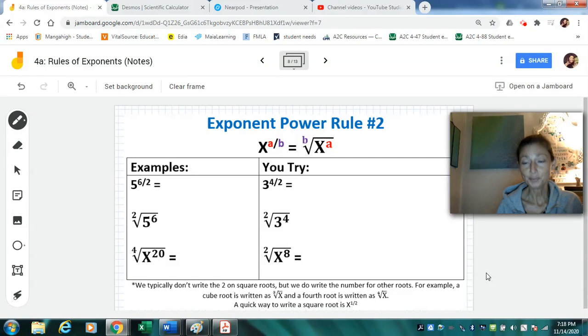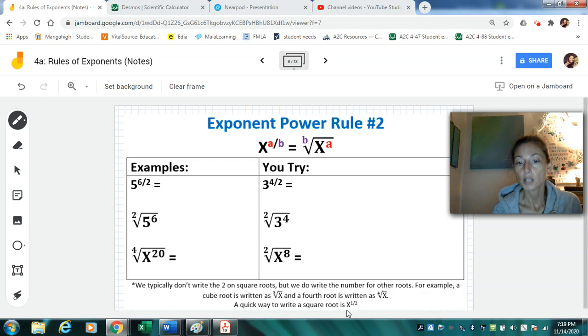All right, guys, we're on to the second power rule, and this one's kind of tricky. It has to do with roots. So if you have an exponent that is a fraction or a division, a divided by b, you can actually write that as a root and vice versa. So if you have a root, you can write that as a fraction exponent.